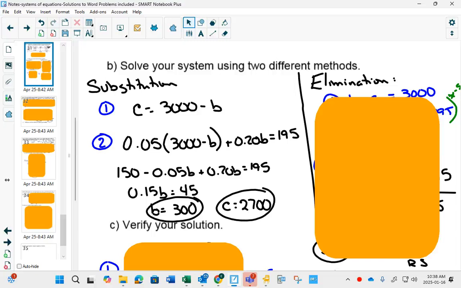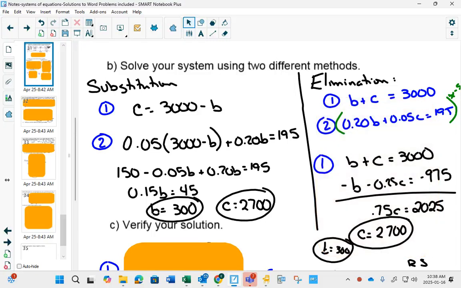You could also do this with elimination. In elimination, I line things up and I multiply my equation by -5 so that my B value would become -1. When I added them up, I got the same answers.